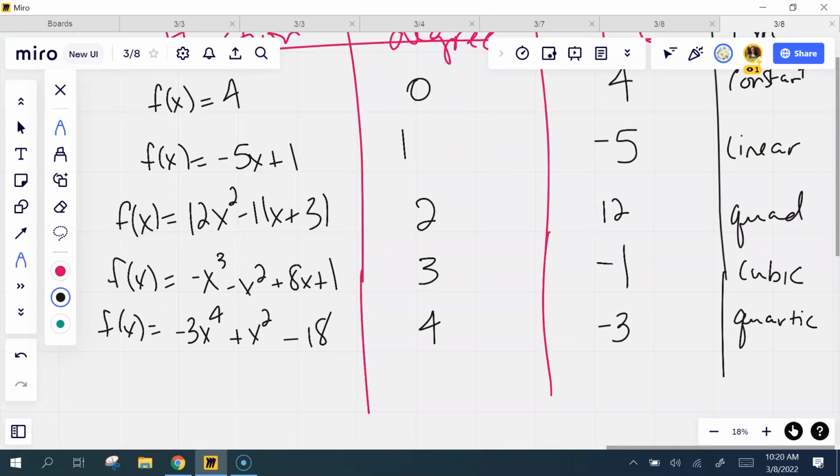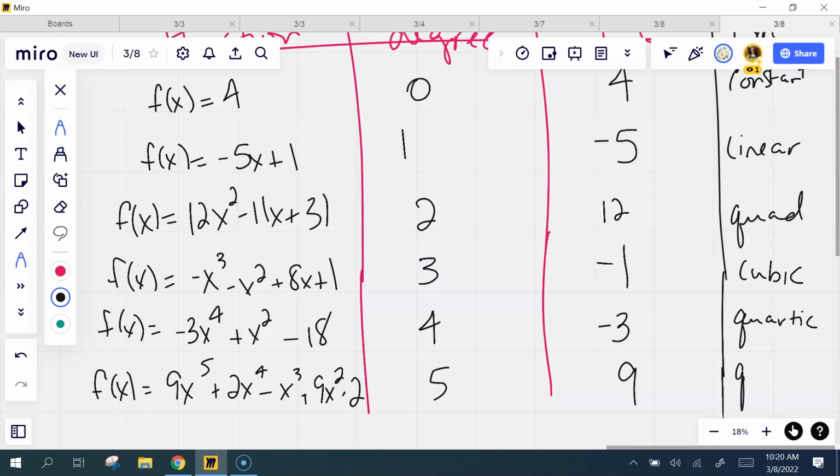And then the last one, 9x to the 5th plus 2x to the 4th minus x cubed plus 9x squared minus 2. What's the degree? Leading coefficient? Type? Quintic. Exactly right. Y'all had some crazy spellings for quintic yesterday.